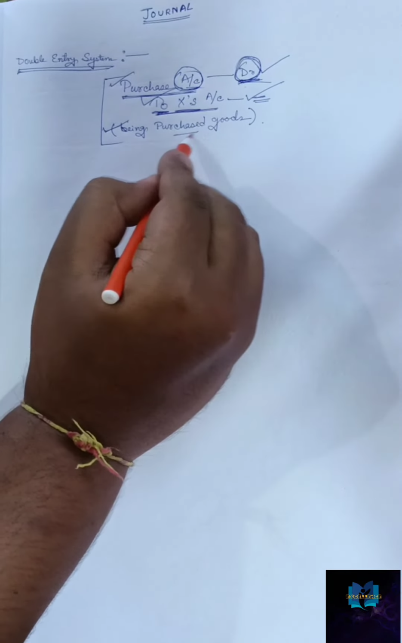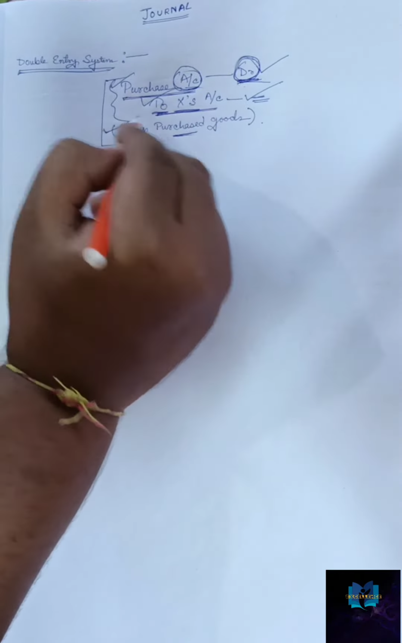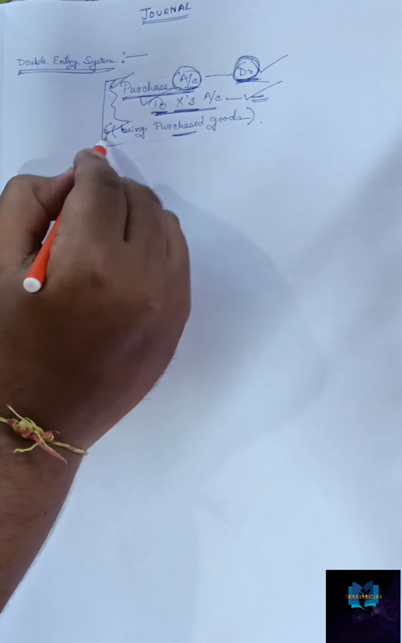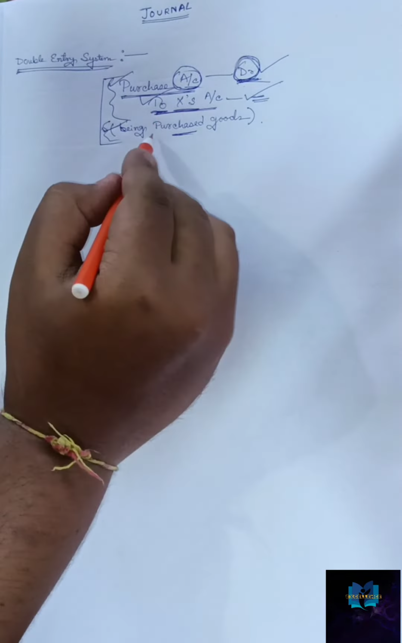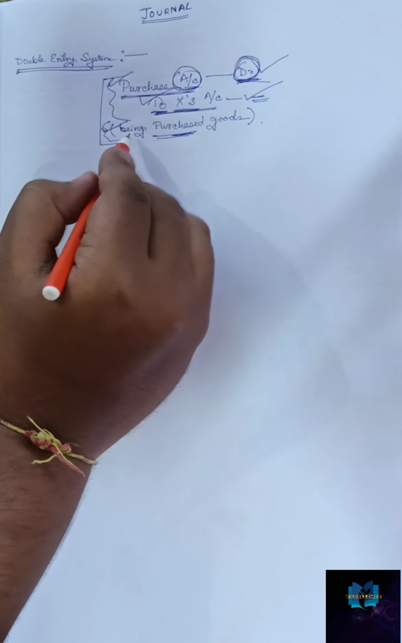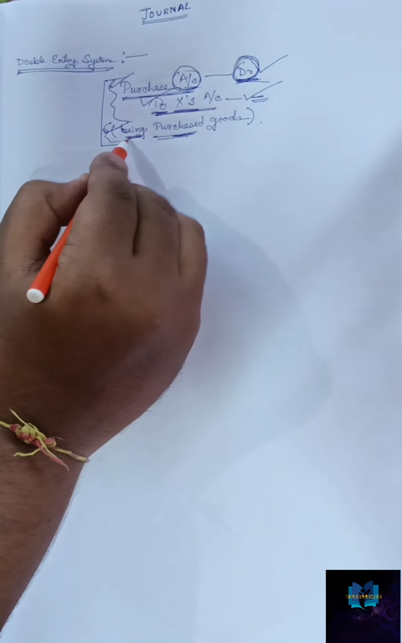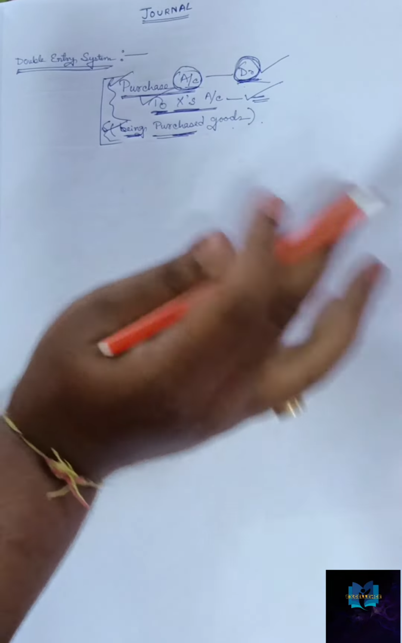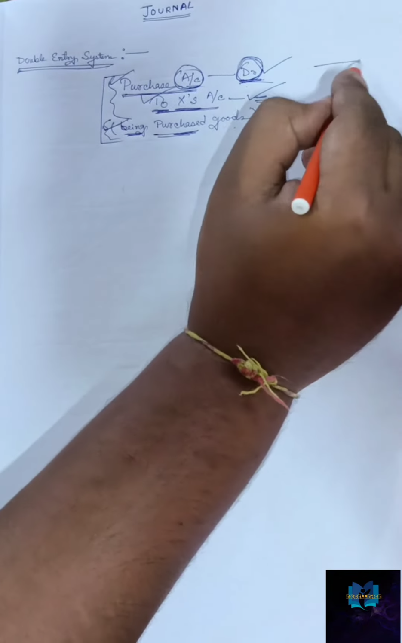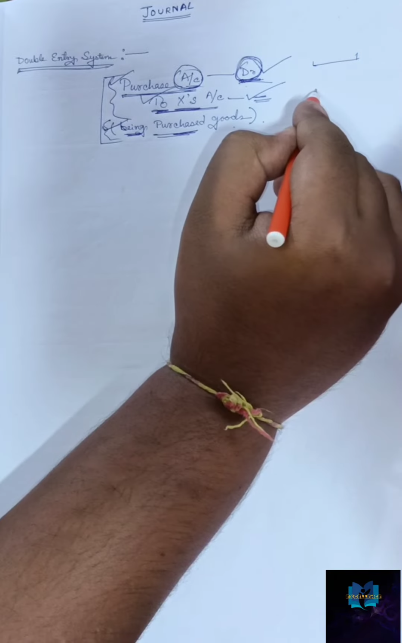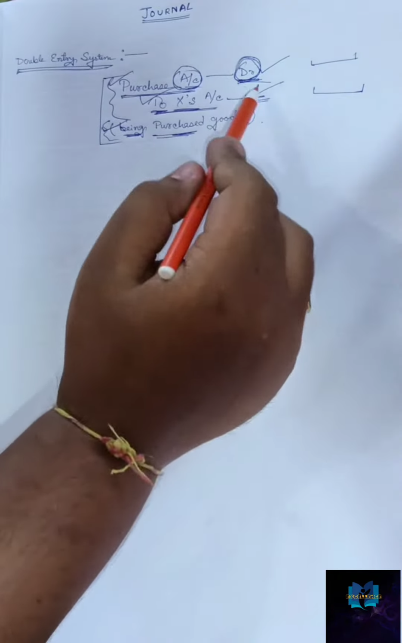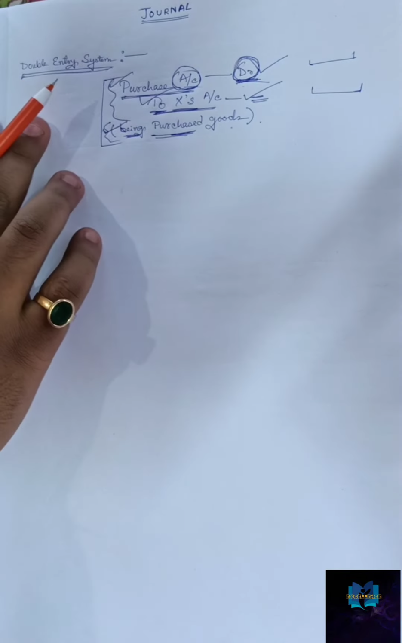This contains half of the marks of the journal. For this you will get half, and for this you will get half. When you are not writing this, half of the marks will be cut off. So this is important. 'Being' should be written in the beginning. Being purchased goods. Here the debit amount will be written, and over here the credit amount, means both will be the same. So this was double entry system.